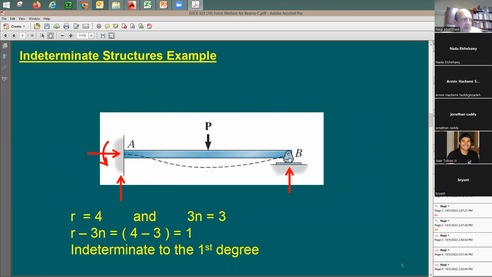The unstable one is the one where, let's say, you have two rollers. If you push it with any force, it's just going to start to move. That's why we call it unstable, meaning it's going to collapse under any given load. It doesn't have any resistance. But this is called indeterminate, and it's indeterminate to the first degree, because when you take r minus 3n, it gives you a number, which is the number of degrees of indeterminacy.